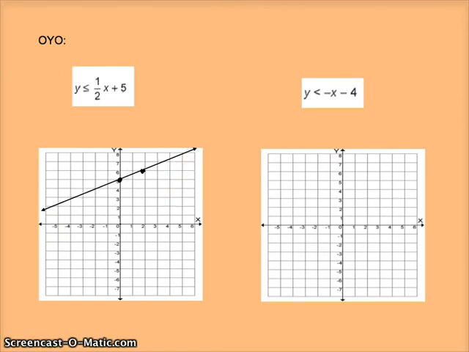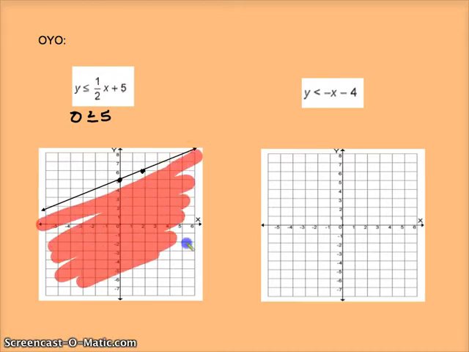Now I need to determine where to shade. So I'm going to pick that point 0, 0, and I get 0 is less than or equal to 5. That is a true statement. So I'm going to shade everything on the side of 0, 0. So everything below that line gets shaded.